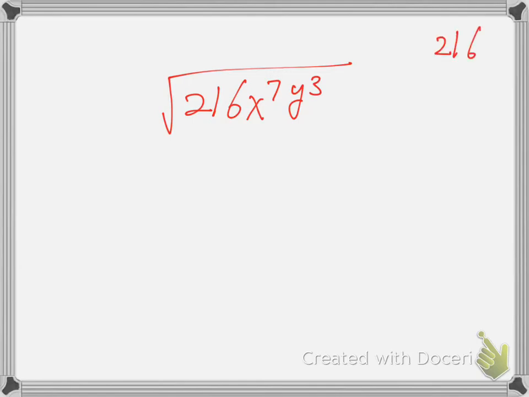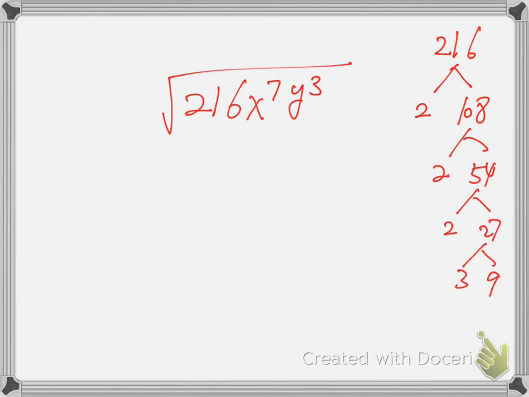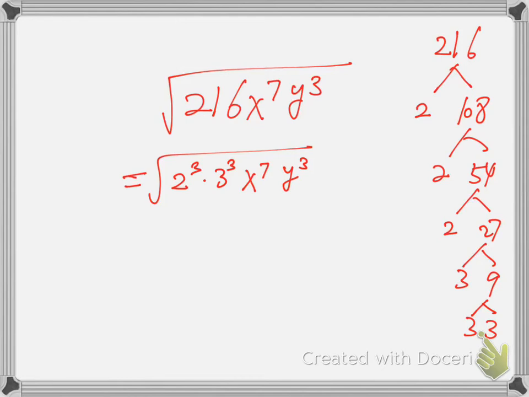Okay, so now let's look at the square root of 216 x to the 7 y cubed. Because it's a square root, we need to find some squares. So first, let's factor 216. It's 2 times 108, and then 2 times 54, 2 times 27, 3 times 9, 3, 3. So we have 2 cubed, 3 cubed. This is 2 cubed, 3 cubed, x to the 7, y to the 3rd.